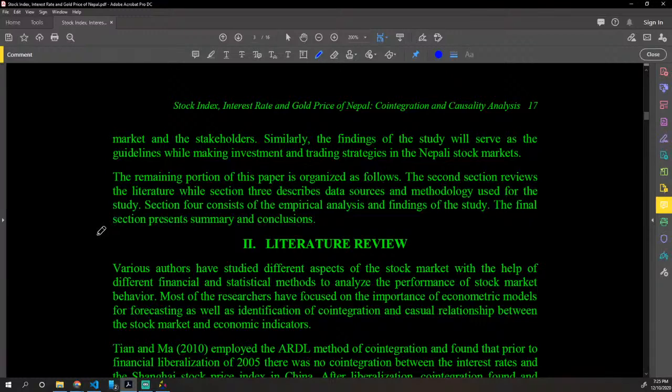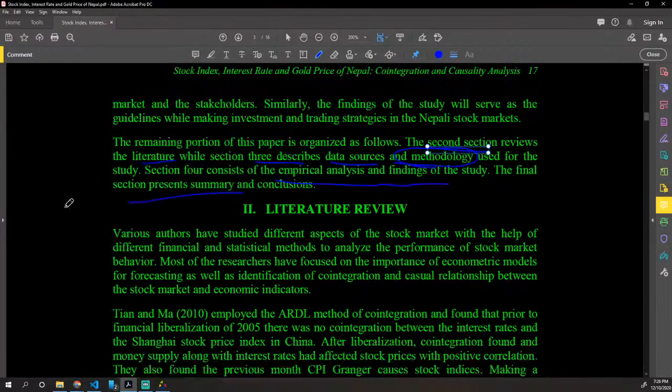The second section reviews the literature, while section 3 describes data sources and methodology used for the study. Okay, so the second section, what does it do? It reviews the literature, while section 3 basically describes the data sources and methodology used. Okay, so method is very crucial for us. And the fourth section will be empirical analysis and findings of the study, right? The final section is basically summary and conclusion. Okay, let's go to the second section.